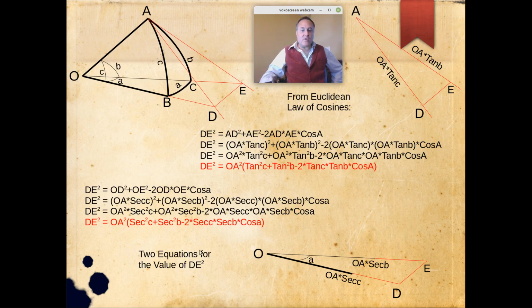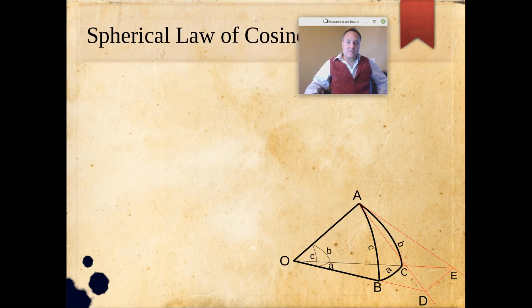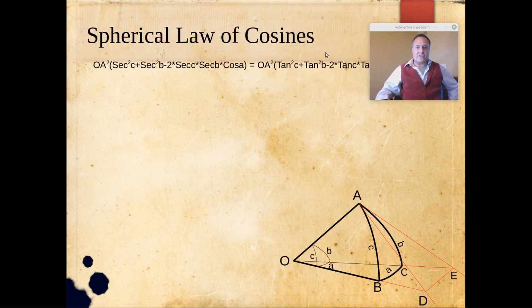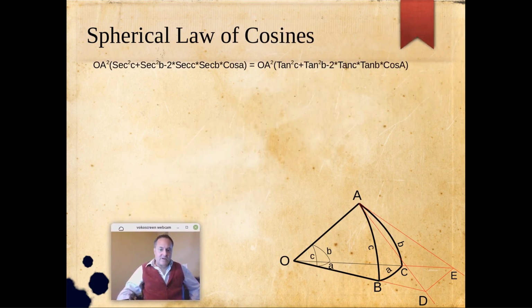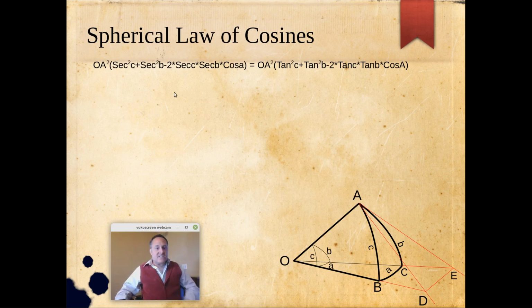Now we have two equations for the value of the length DE, or really two equations for the value of the length DE squared. And so since this is DE squared and this is DE squared, then they must equal each other. And here's how we derive the spherical law of cosines. Watch. Here's that picture we started with. Now we're going to set those two values equal to each other. And the one was this and the other was this, and I set them equal to each other.